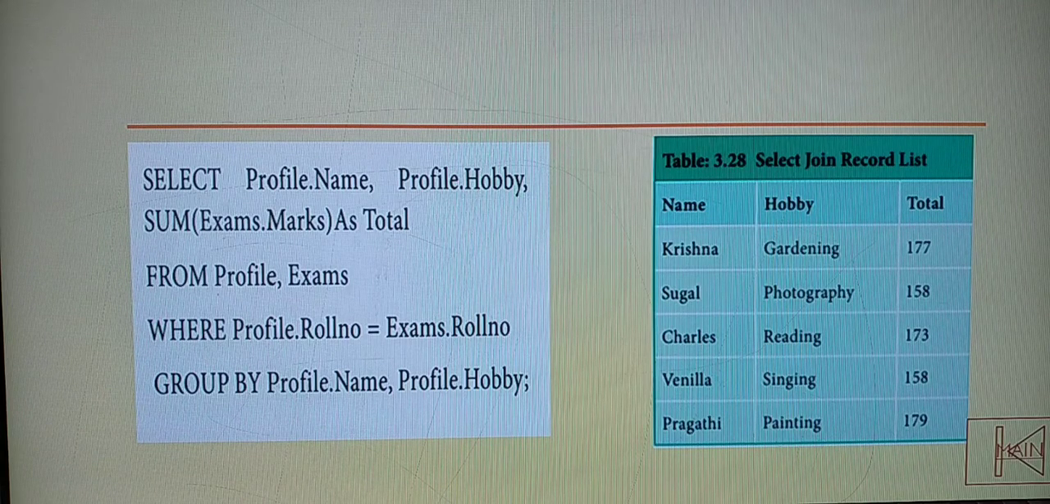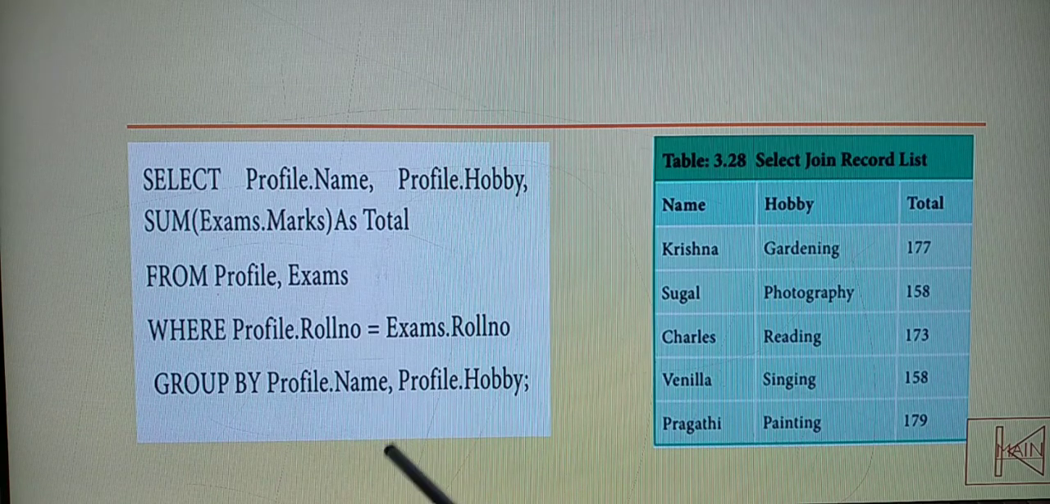Next you are having where. Where is based upon some condition. What condition? profile.roll number must be equal to exams.roll number. Already I told you, to join records, something must be common. So here the roll number is common for you. And the next line, what are you having? Group by profile.name, profile.hobby.